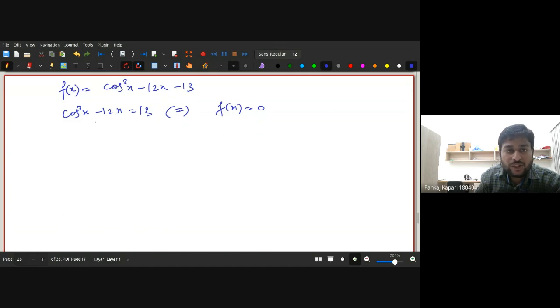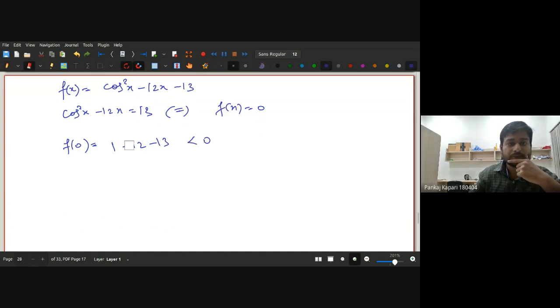Okay, so what we'll do, you can see that this function will certainly change its sign, right? Let's find its sign at 0. So what is f of 0? So cos 0 is 1, so that is 1, and then it's minus 12 and minus 13. You can see that this is negative. Okay, so at 0 it is negative. So can we make it positive at some point?